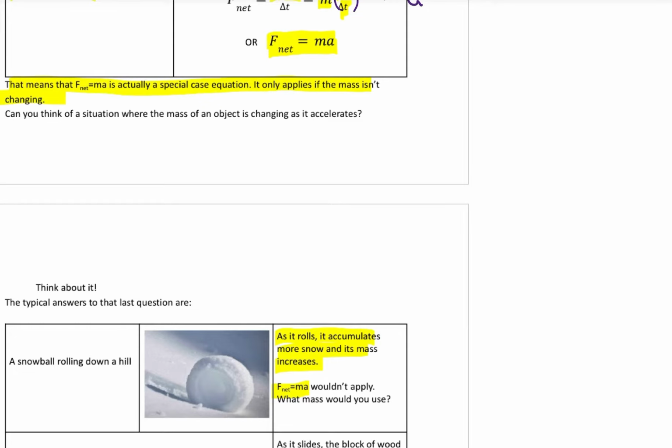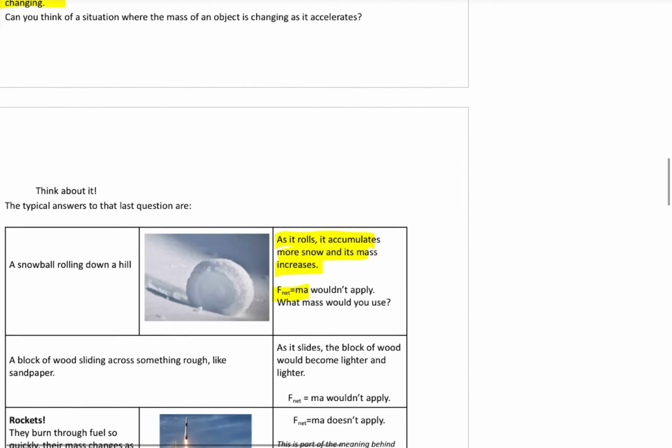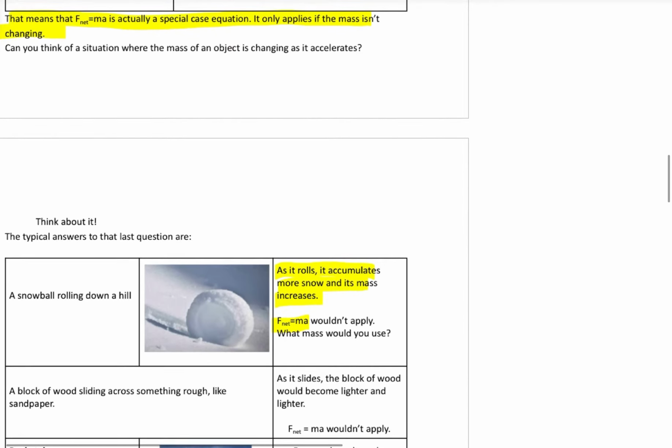We couldn't just use F net equals ma. Sometimes when I ask that question in class, people talk about a block of wood that slides across something rough. As it slides, it literally shaves itself, like sandpaper sanding itself, and the block becomes lighter. Same idea: since the mass is changing, you couldn't use F net equals ma. What mass would you use, the heavy mass, the light mass? You'd have to use that more complicated version.